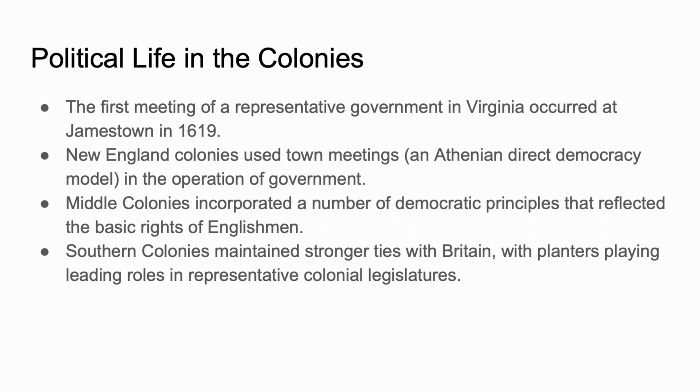If you've ever seen the TV show Gilmore Girls, they have regular town meetings. That's actually a very good example of town meetings in the colonies as well.